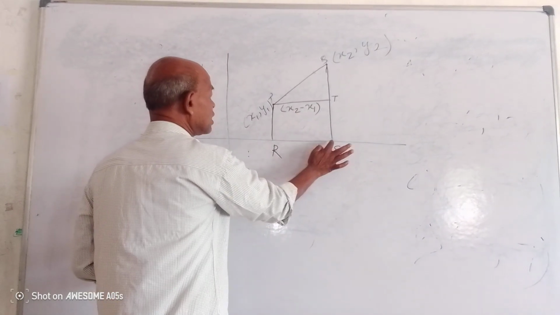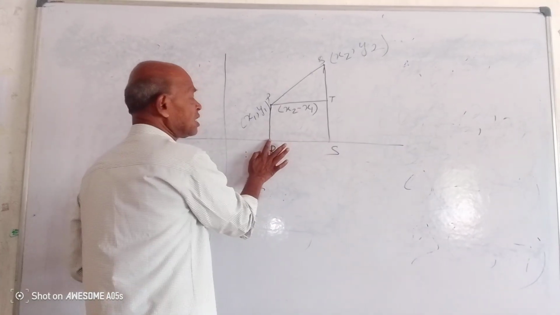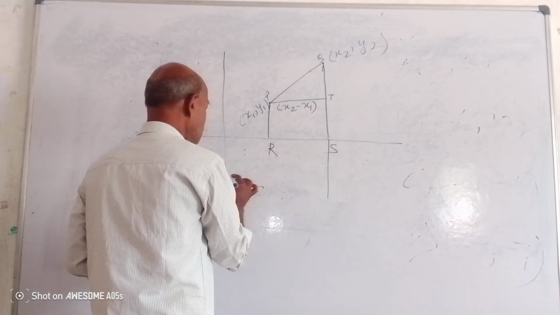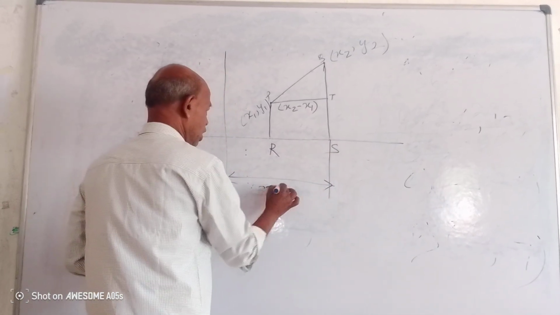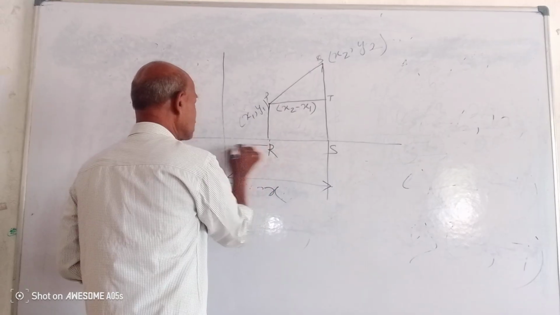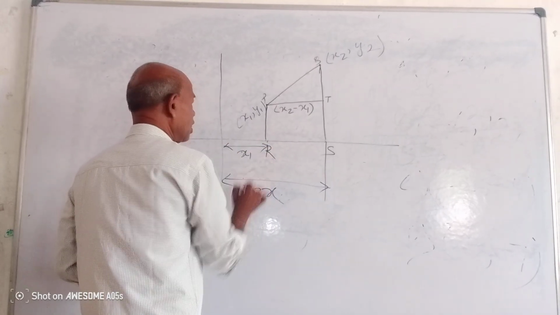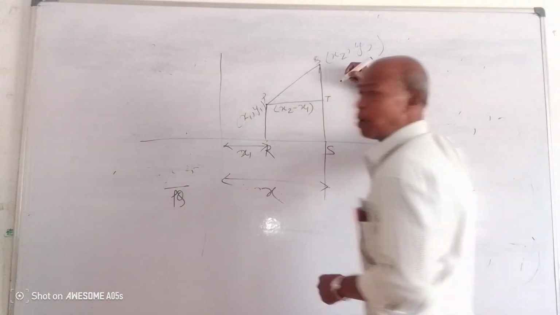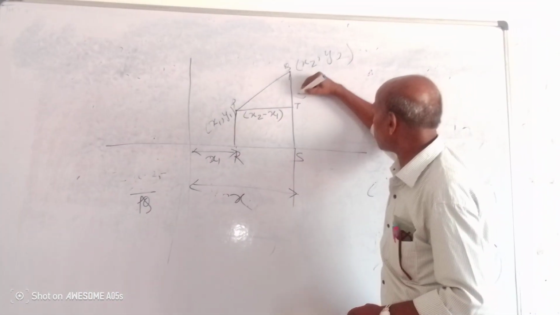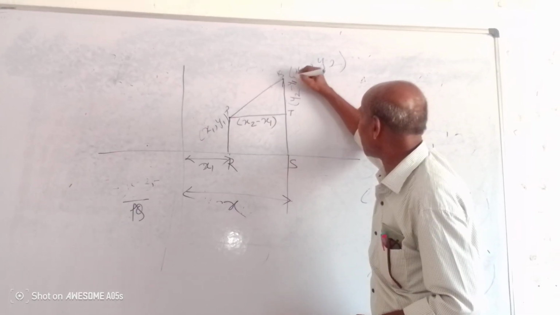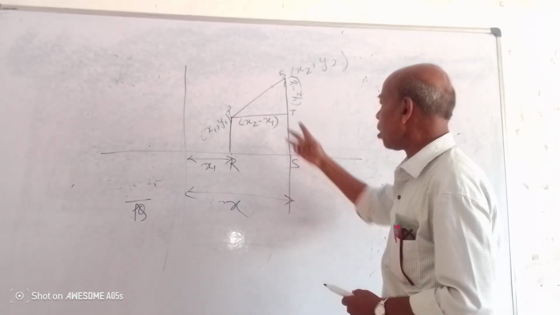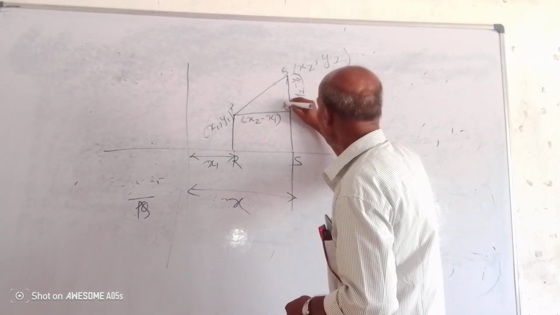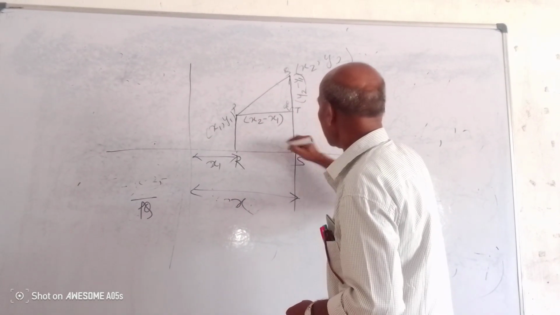So this distance is x2 and this distance is x1. Up to this distance is x2, and up to here the distance is x1. So RS will be x2 minus x1, and QT will similarly be y2 minus y1. Now this is a right angle triangle.